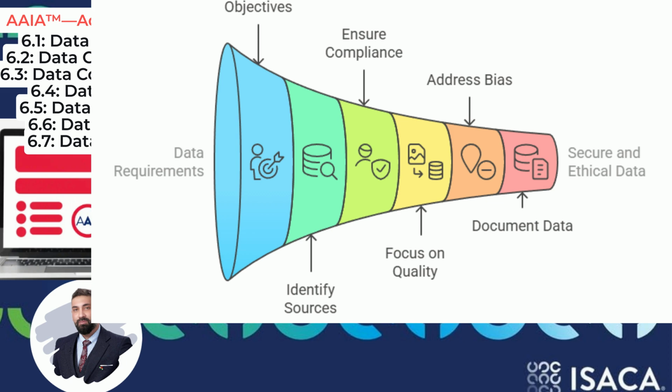Identify diverse and reliable sources. Seek out data sources that are not only rich in information but also reliable and crucially diverse. A lack of diversity in data sources is a common pathway to biased AI models. Consider internal databases, public datasets, third-party providers, sensor data, and more.